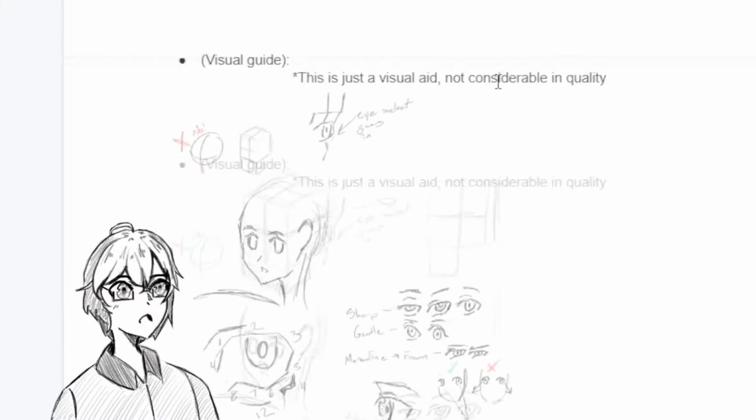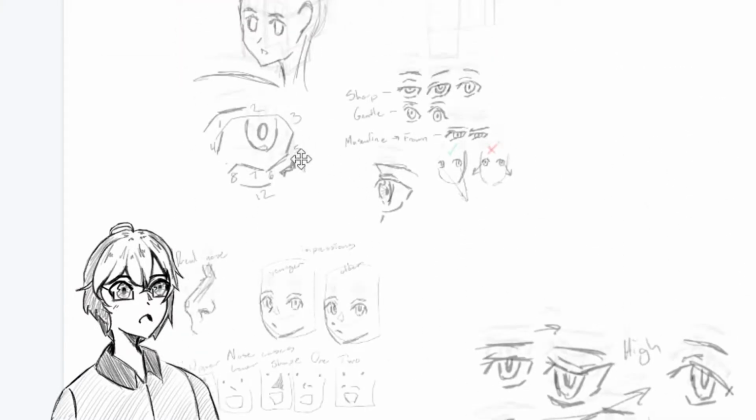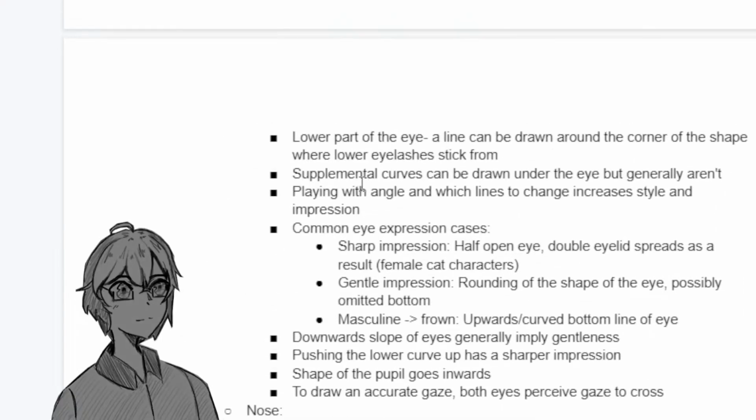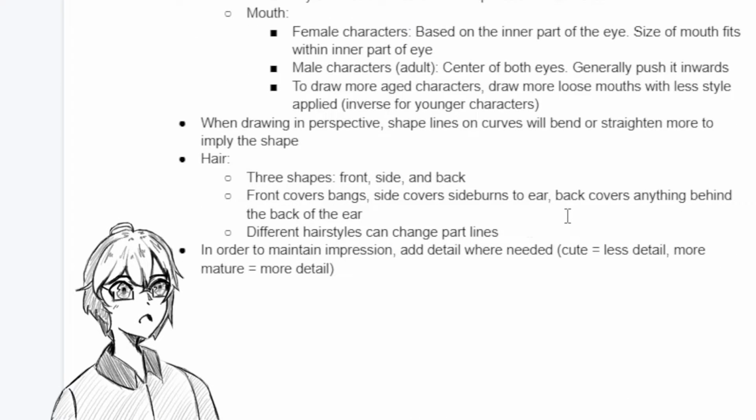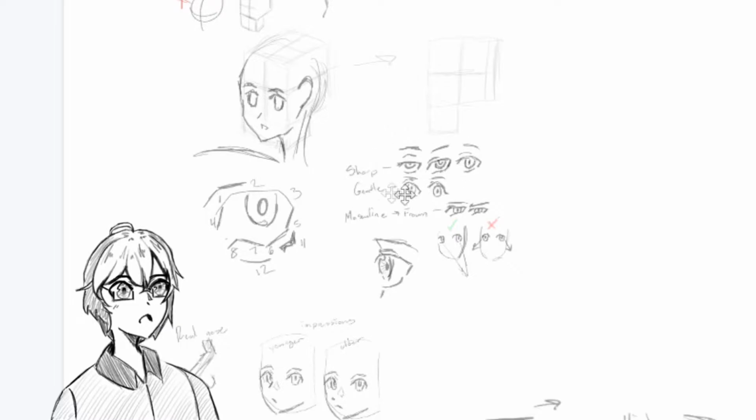And then the lower part of the eye, a line can be drawn around the corner of the shape where lower eyelashes stick from. This is what I mentioned is going to be line 11 there at the bottom right. Supplemental curves can be drawn under the eye, but generally aren't. Again, those are the bags that are drawn and are generally used for more expressions rather than a stylistic choice. And then playing with angle and which lines to change increases style and impression. This is sort of what was gone over by that statement in the class.